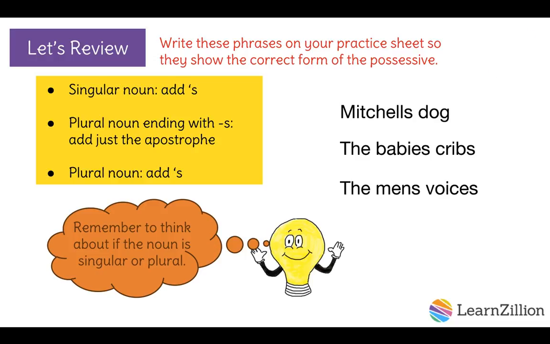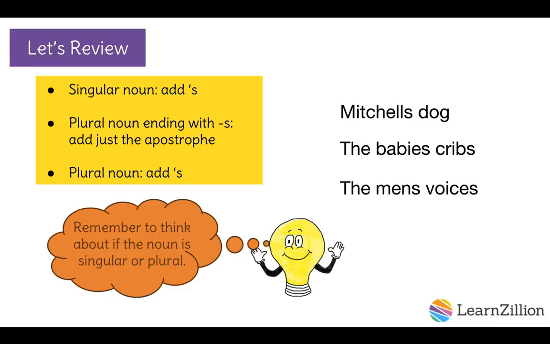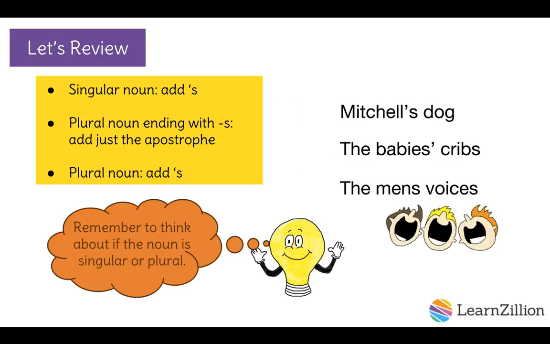Let's see if you could find all those apostrophes. In the first phrase, the dog belongs to one person, Mitchell. This means we should follow the singular rule and add apostrophe S to the end of Mitchell. In the next phrase, babies means more than one baby, so we need to follow the rule for a plural noun ending with S. For this phrase, I added an apostrophe after the S in babies. Finally, the word men in this last phrase is plural, so we should follow the rule for plural nouns that do not end with S. That means we should write MEN apostrophe S.